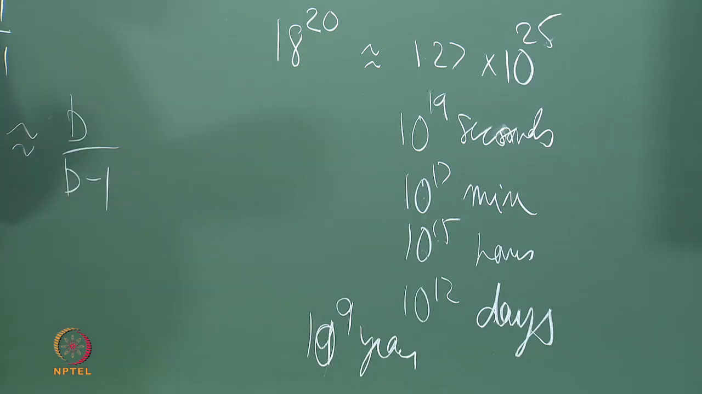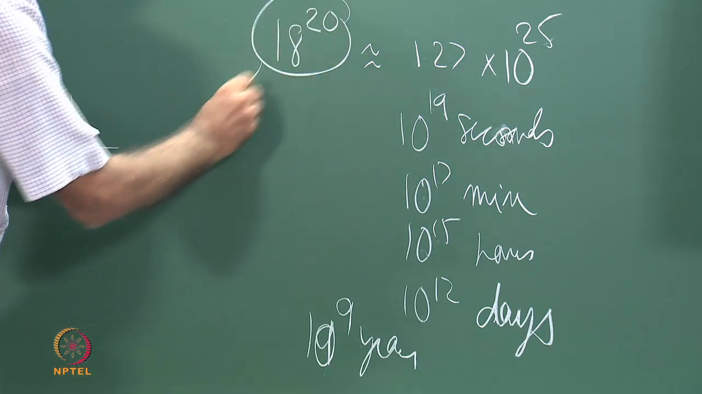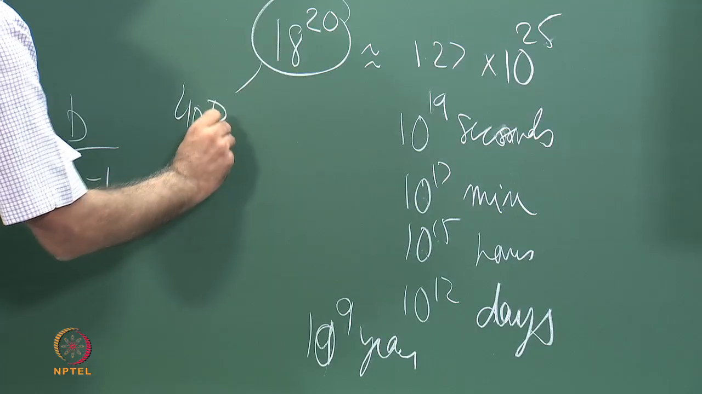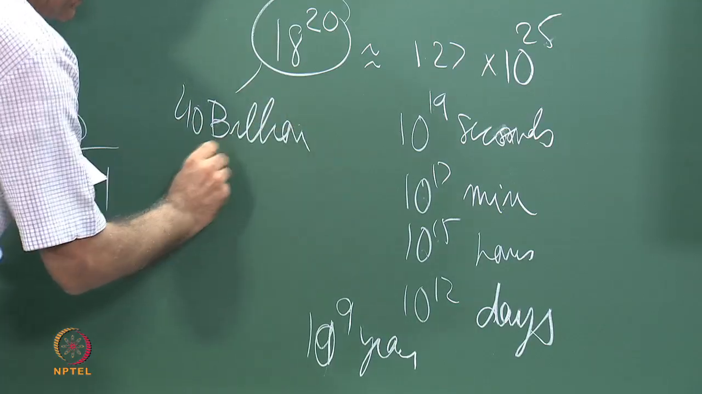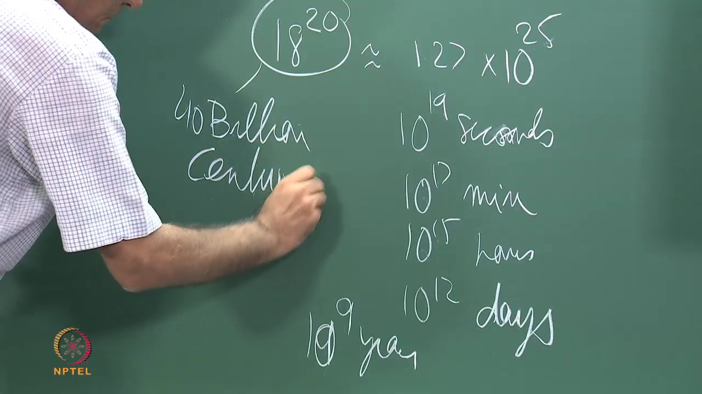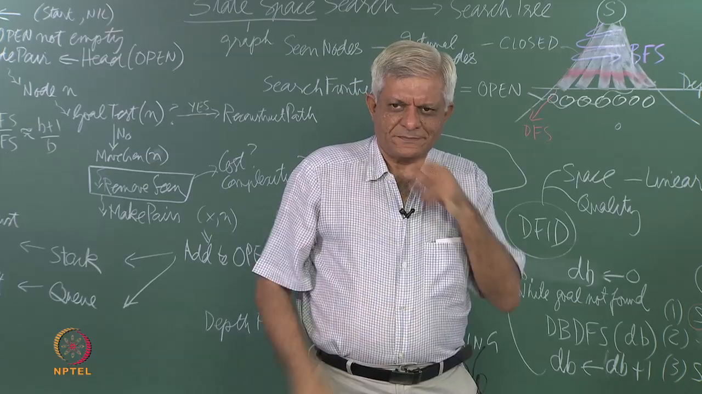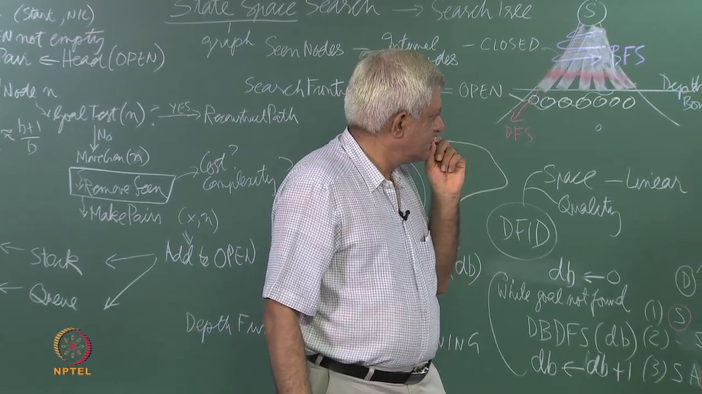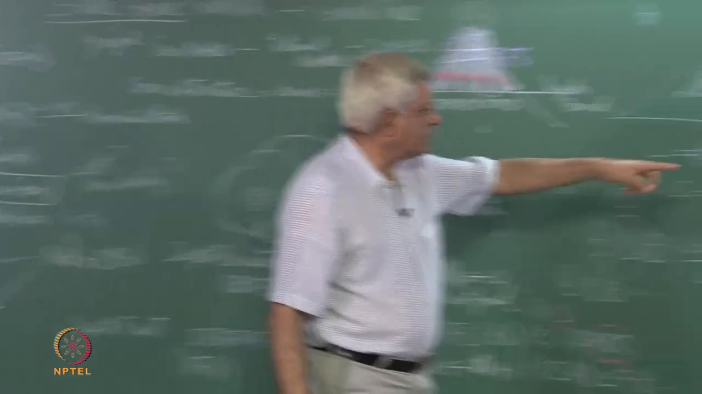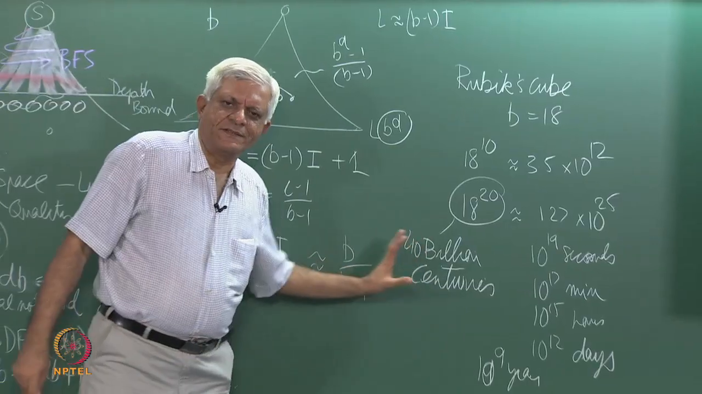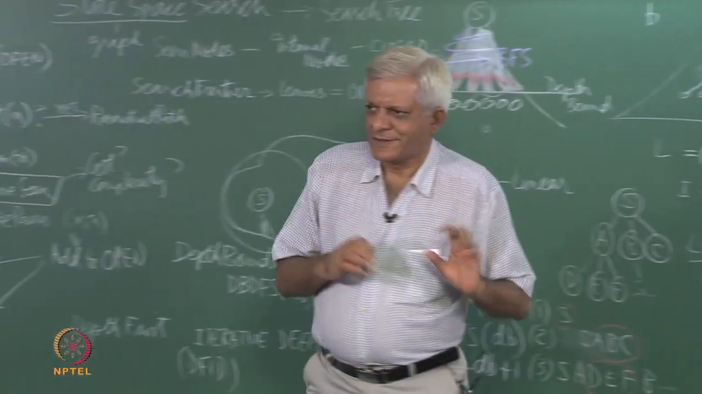But if you do the actual calculation, and I did it at home, it actually takes 40 billion centuries to inspect 18 raised to 20 nodes essentially. To inspect 10 raised to 25 nodes, it will take about 40 billion centuries. I am sure you are not willing to wait for so long essentially.